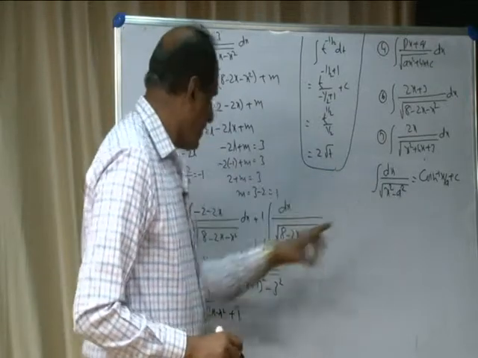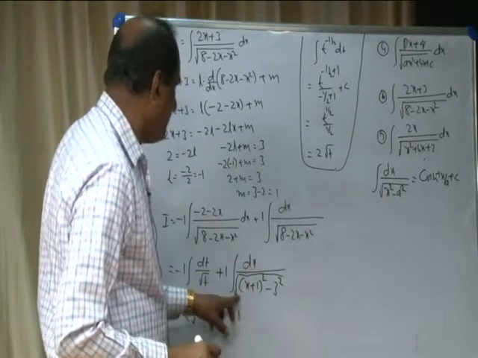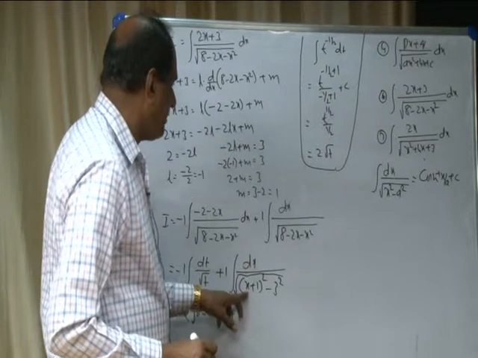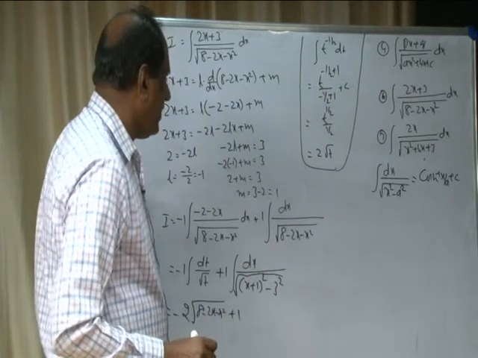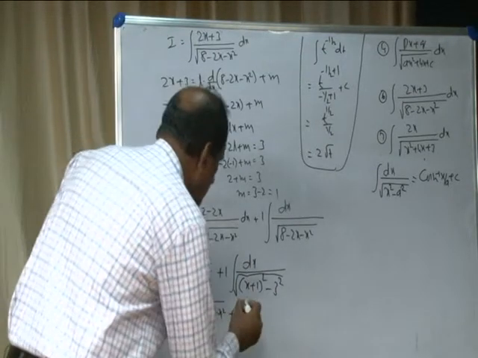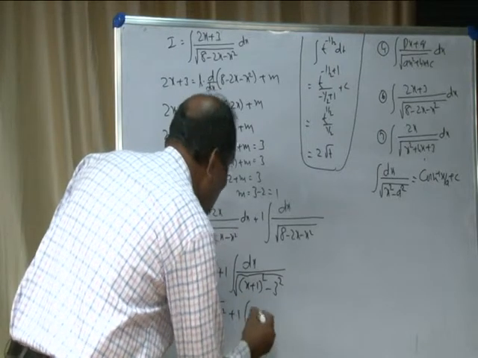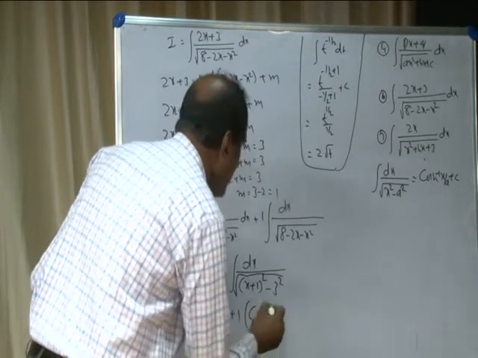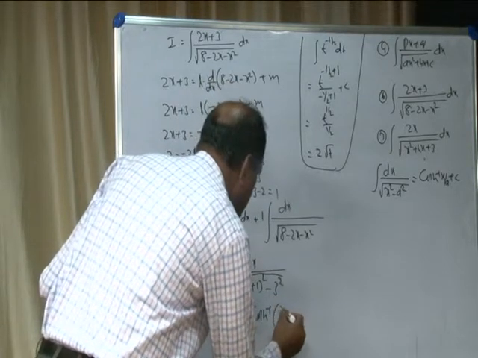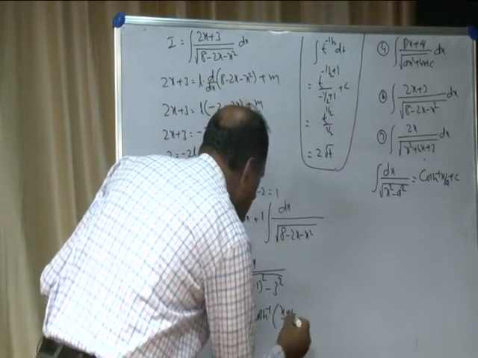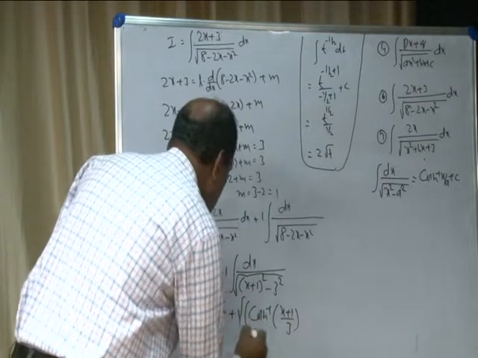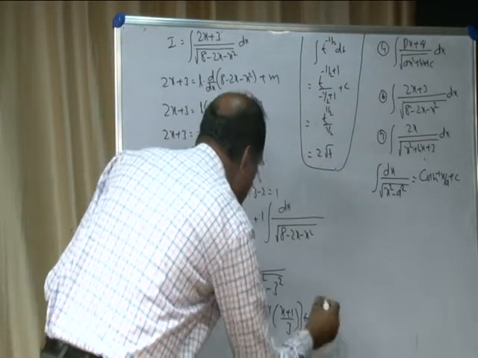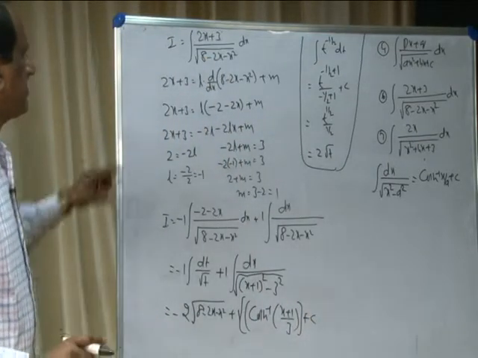Use this result because this is exactly in the form dx divided by root of x plus 1 whole square minus 3 square. So that is 1 into cos h inverse x by a, x is x plus 1, a is 3. So after integration, write plus c. So this is the procedure.